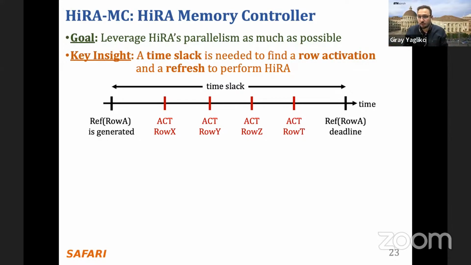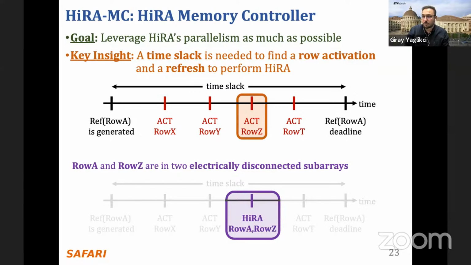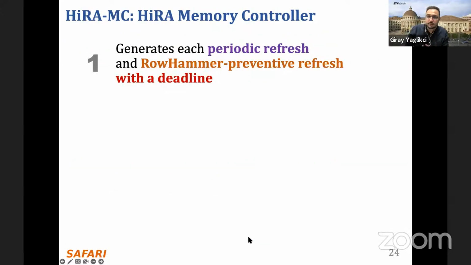For the sake of this experiment, let's assume that this row A and this row Z are in two electrically disconnected subarrays, so that they don't share any sense amplifier or bit line. What this mechanism does is replace this activation command targeting row Z with a HiRA operation targeting both row A and row Z. By doing that, it overlaps the latency of refresh with the row activation.